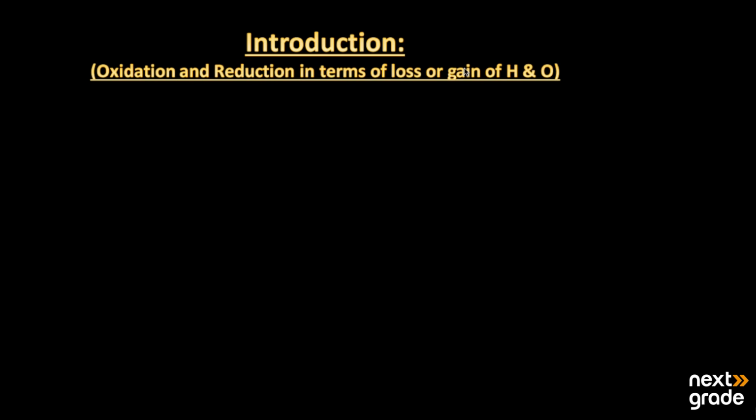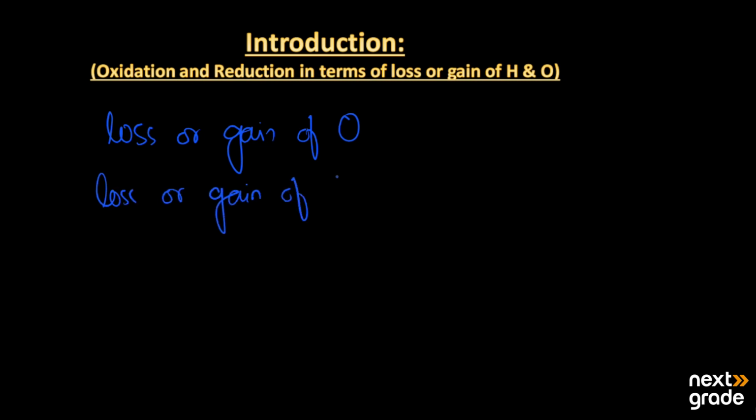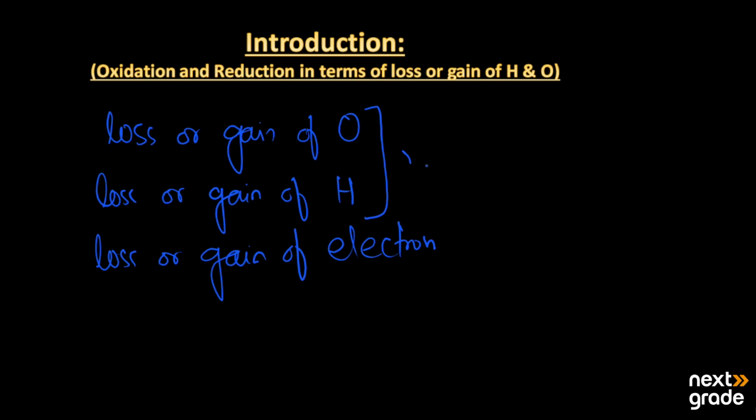So here, the topic that we will discuss today is oxidation and reduction in terms of loss or gain of hydrogen and oxygen. The one concept, oxidation and reduction, depends upon the loss or gain of oxygen and loss or gain of hydrogen. On the other hand, there is the loss or gain of electrons. Here we will discuss separately oxidation and reduction in terms of loss or gain of oxygen and hydrogen. According to this concept, it is very simple.